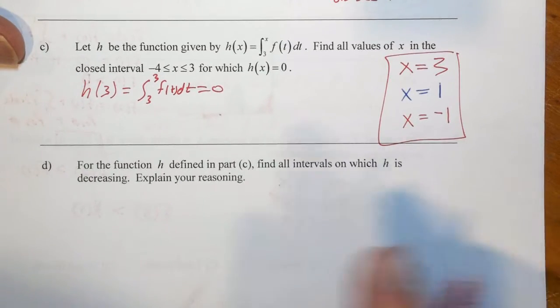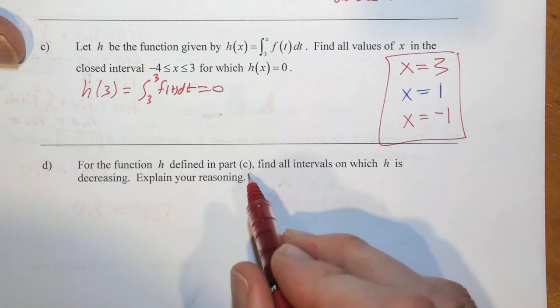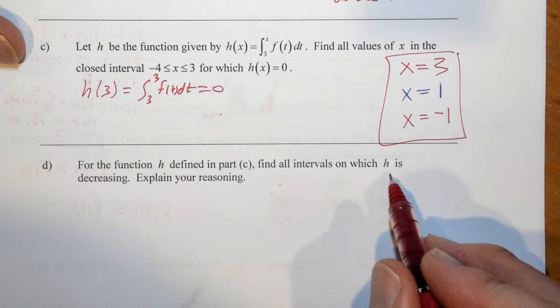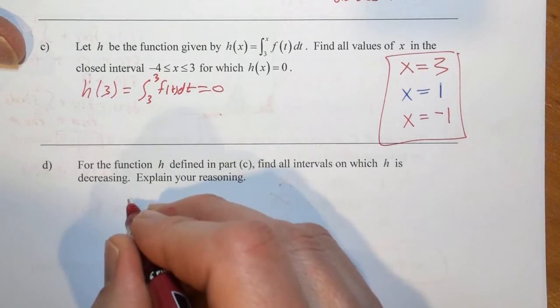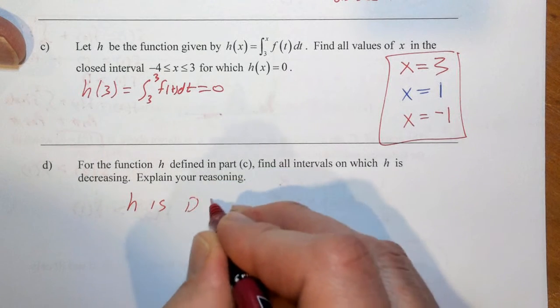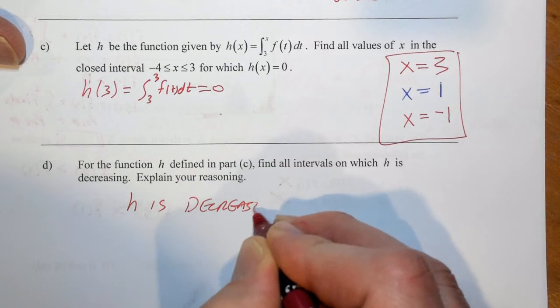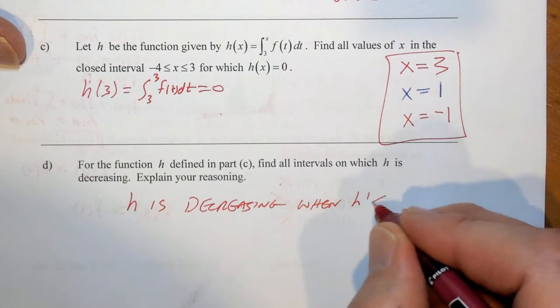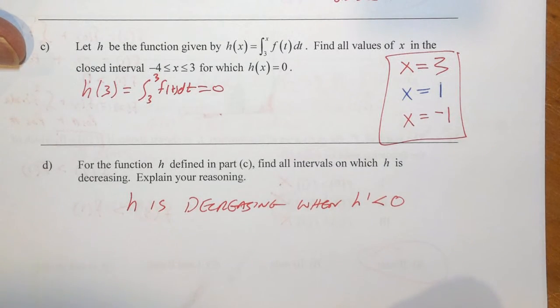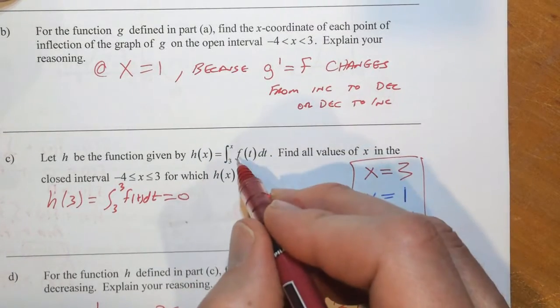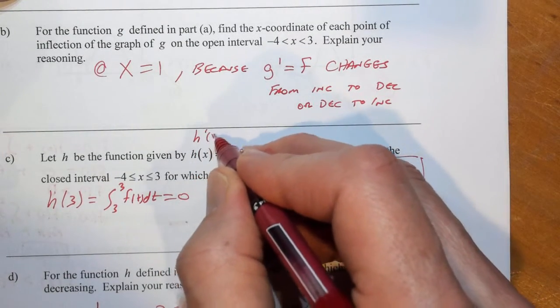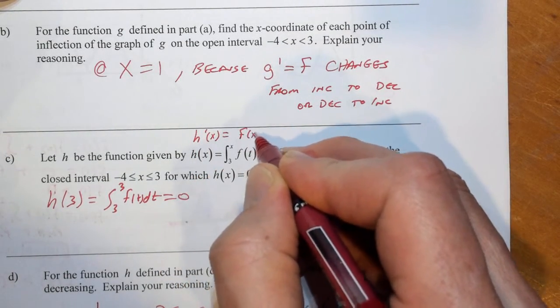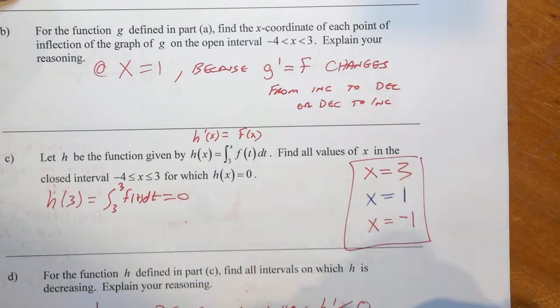The last one's easy. For the function h defined in part C, find all intervals on which h is decreasing. All right? H is decreasing when h prime is negative. What's h prime? Well, here's h. So h prime is just f. We replace the t with the x.